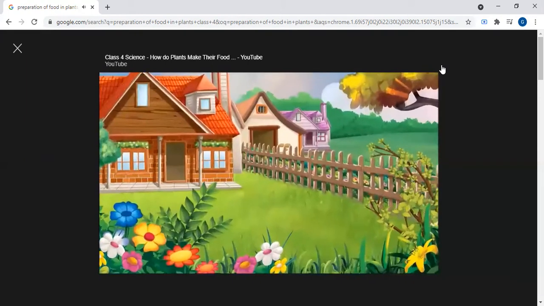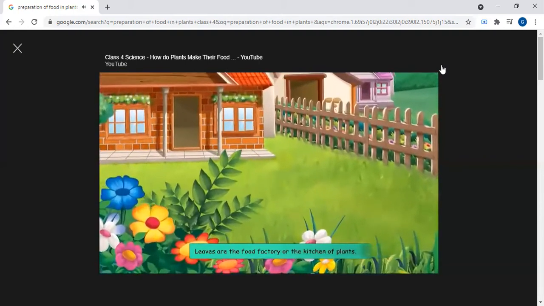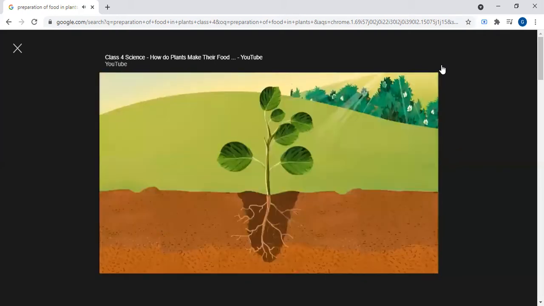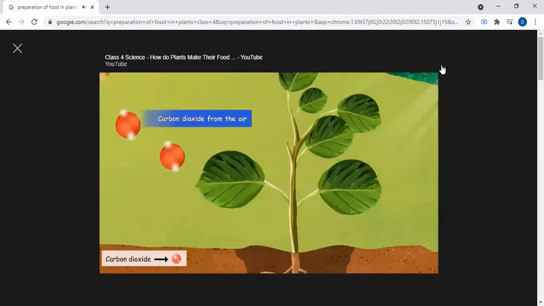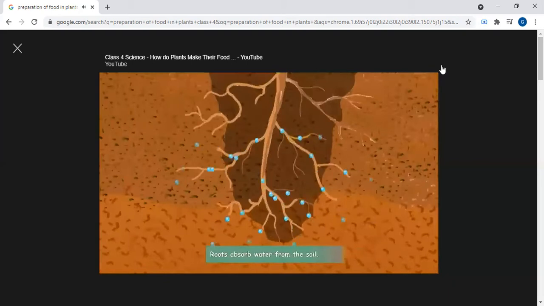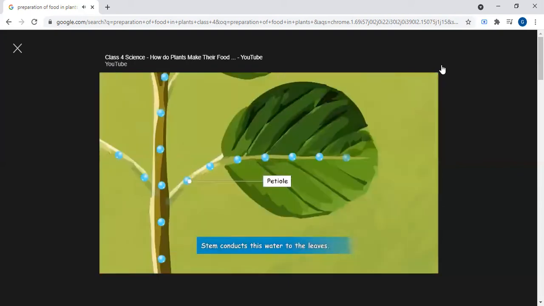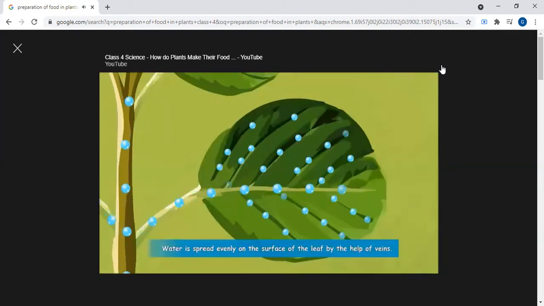In the same way, leaves that are the food factory or the kitchen of a plant need different ingredients for making its food. These ingredients include water from the soil, carbon dioxide from the air, and sunlight. Water from the soil is absorbed by the roots of the plant. From roots, water travels through the stem to the petiole and then to the leaves. The water is distributed to the entire surface of leaves by the veins.